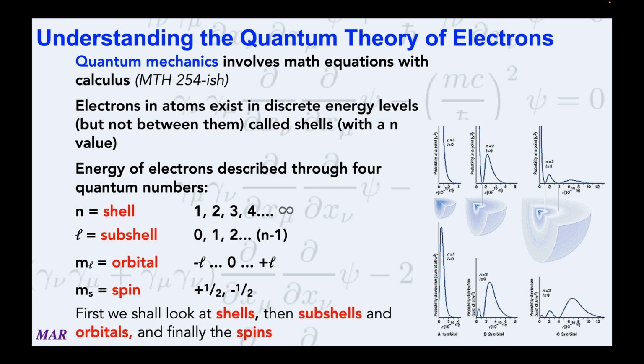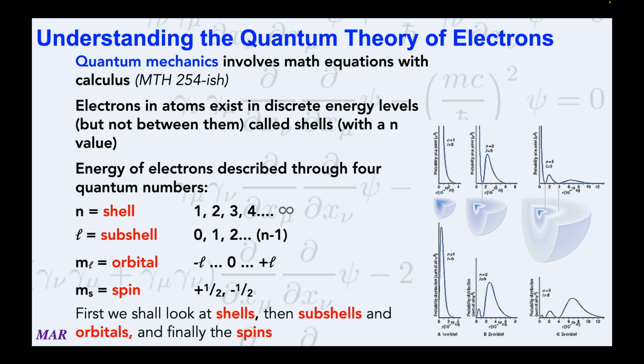The 4 quantum numbers are n, L, M sub L, and M sub S. So n is called the shell number, L is called the subshell, M sub L is called the orbital, and M sub S is called the spin. Now, subshells are L. A lot of times it's the cursive L, but sometimes it's just a regular L, so it kind of looks like a 1. Just be aware of that.